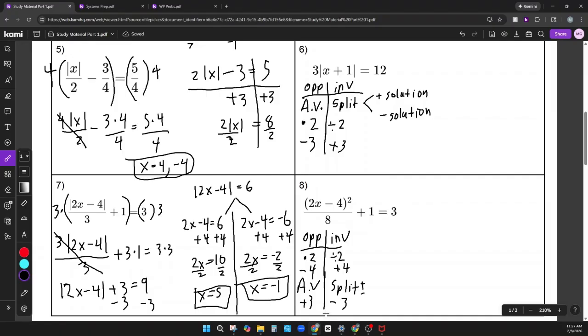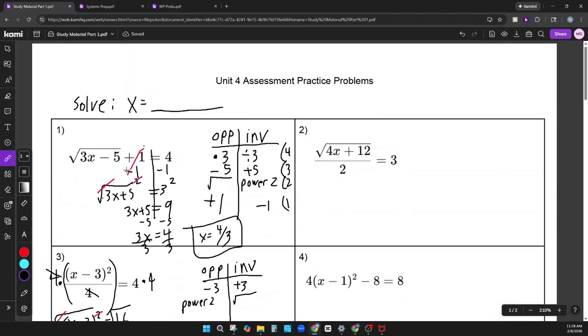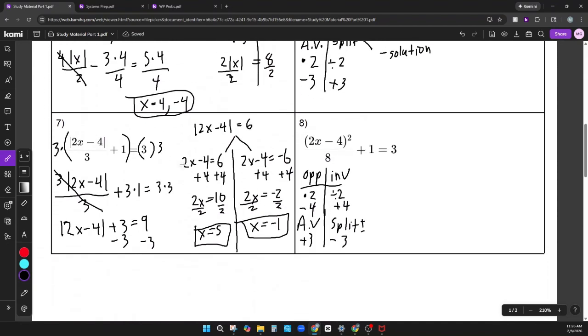So these are the main strategies that I would like you to make sure that you are able to go over. Excuse me, very sneezy today. So these are the type of problems that you're going to need to know how to do. Dealing with absolute value, fractions, powers, and square roots. Please make sure you're comfortable solving those. If you have questions about these, please do reach out.